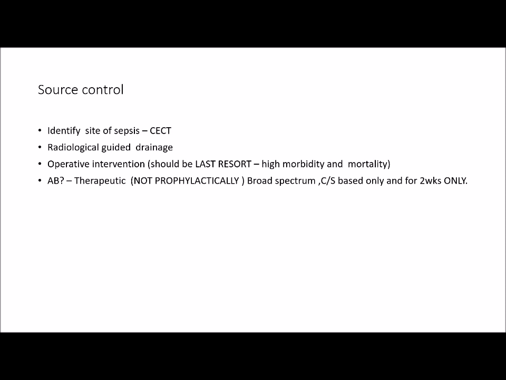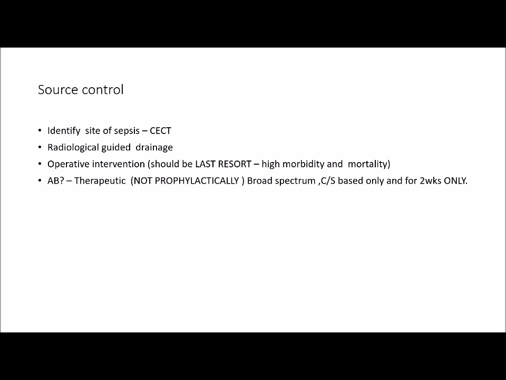The next thing which is very important is source control, and that is very, very important. How do you control this source? Identifying the site of sepsis is very important. CT helps you to identify the site of sepsis, right? And then what can you do? Once you do a CT or ultrasound identification, you can go in for radiologically guided drainage, either CT guided or ultrasound guided drainage of that particular abscess. If not possible, then you go in for an operative intervention. That should be a last resort, however, right? Why? Because that operative intervention is going to be highly morbid and very mortal, right?